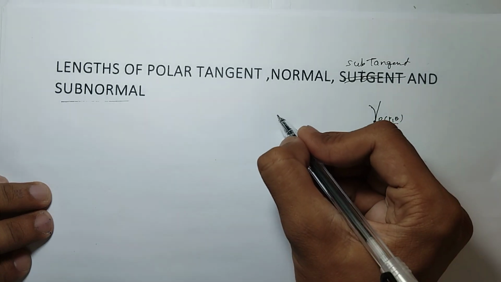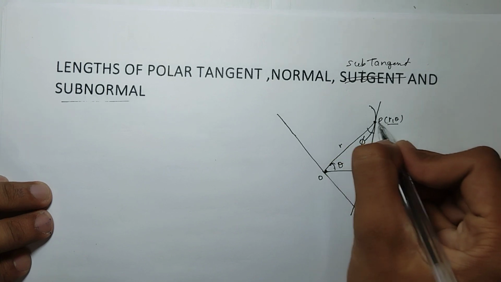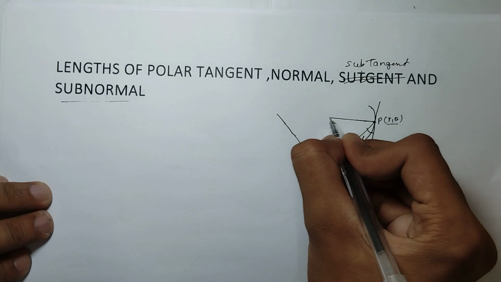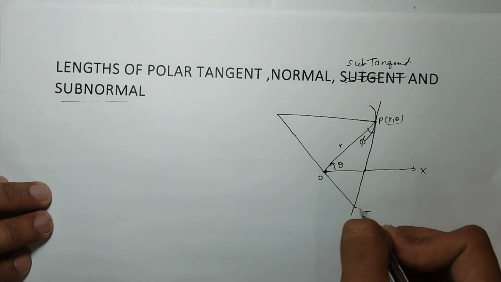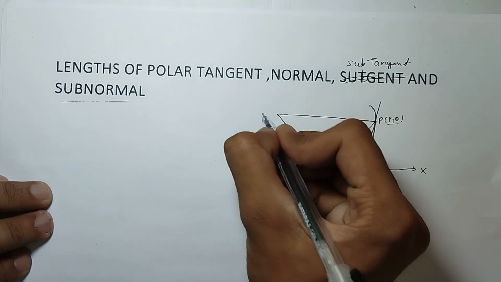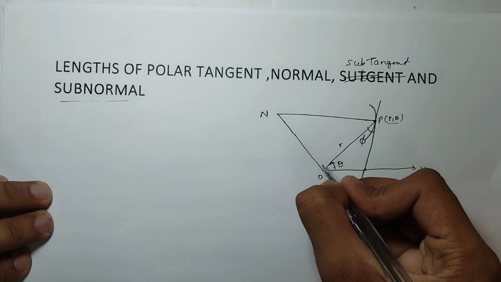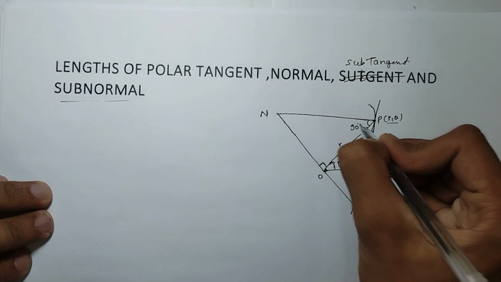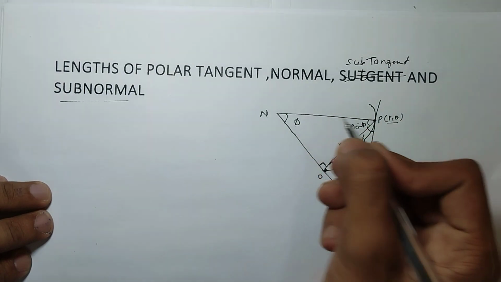We draw a perpendicular line passing through point P, which meets the line OT at N. Now this angle is phi and this angle is 90, then this angle should be 90 minus phi and this angle should be phi.